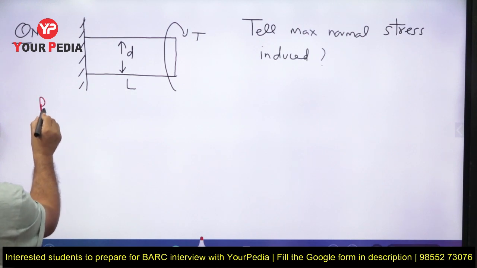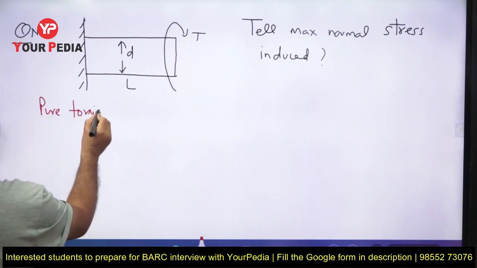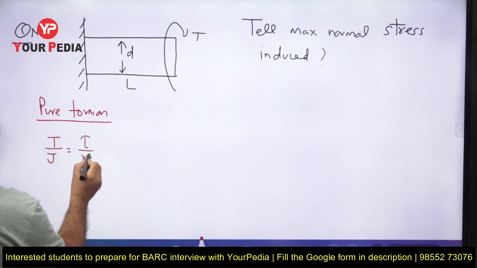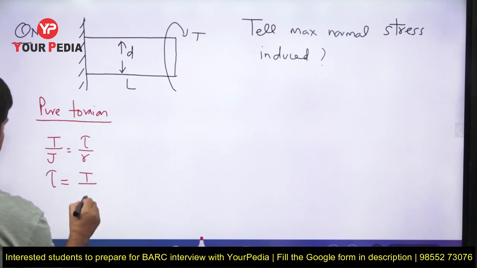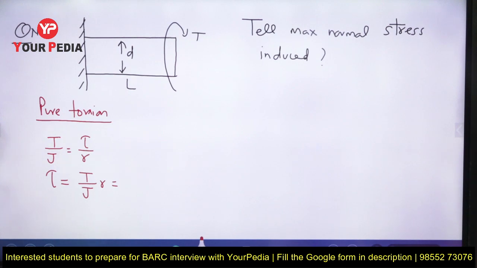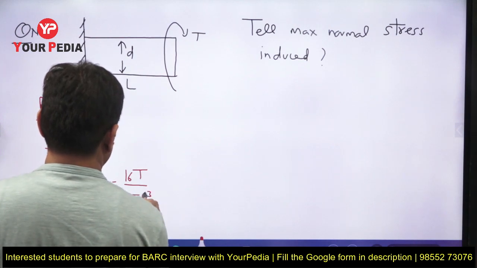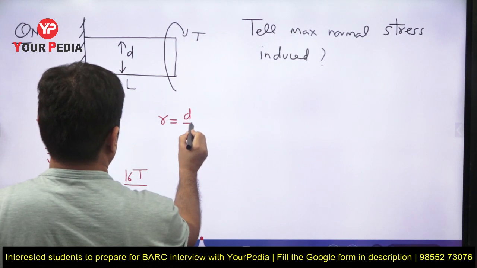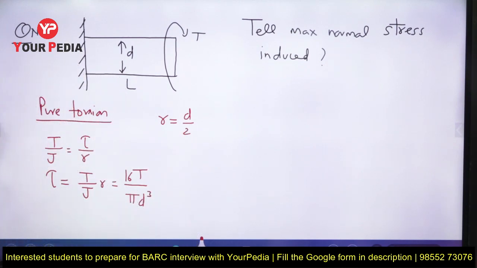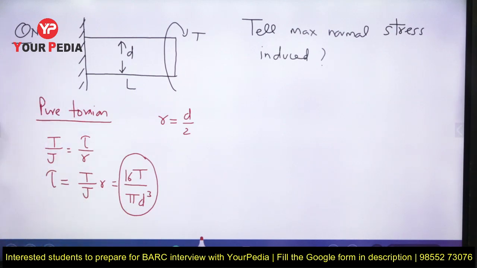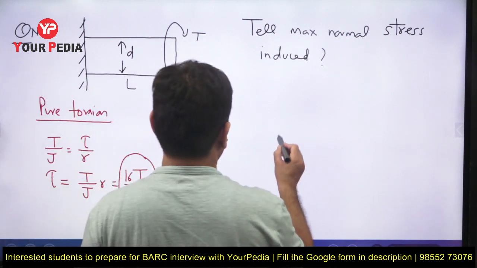This is the pure torsion case. What happens is T over J is equal to tau over R. Now, torsional shear stress is equal to T over J into R, where T is the applied torque, and the maximum R is diameter divided by 2. So, the maximum radius d by 2 gives me the maximum torsional shear stress, which is 16T over pi d cube. If the shaft is subjected to pure torsion, this is the shear stress which I am going to get.